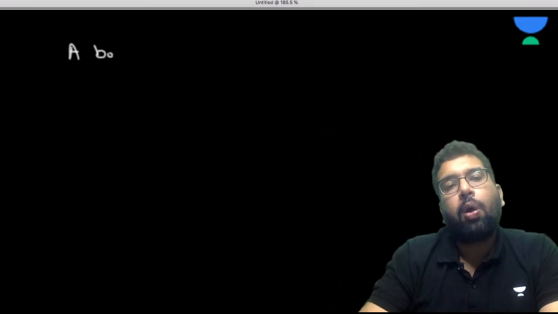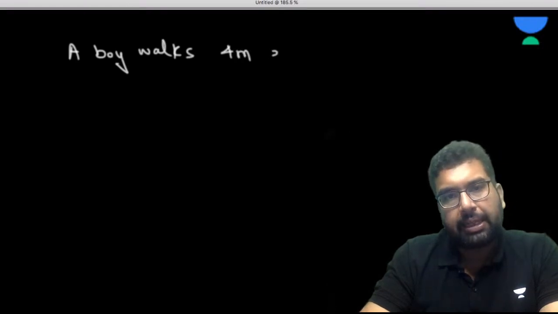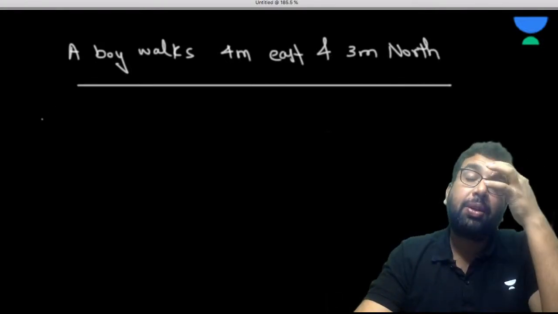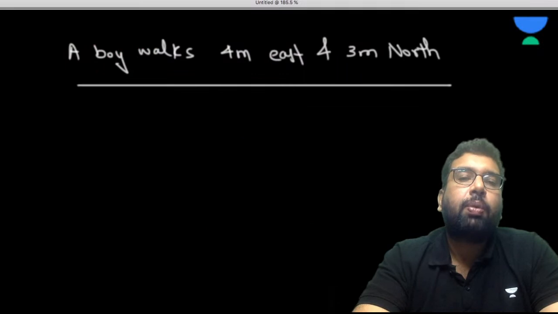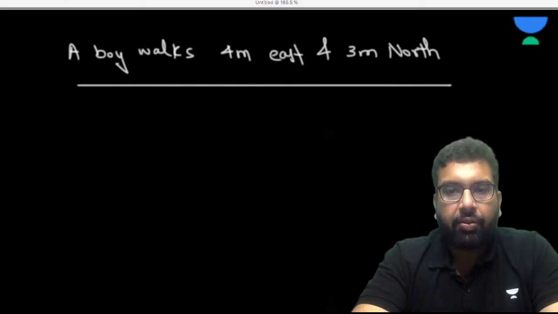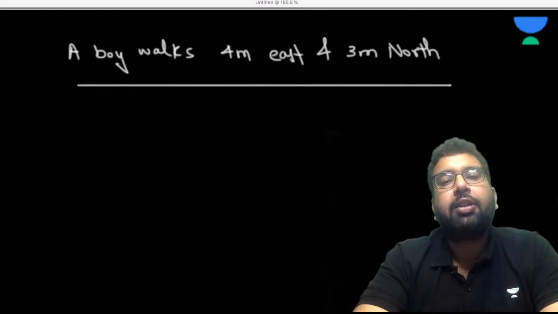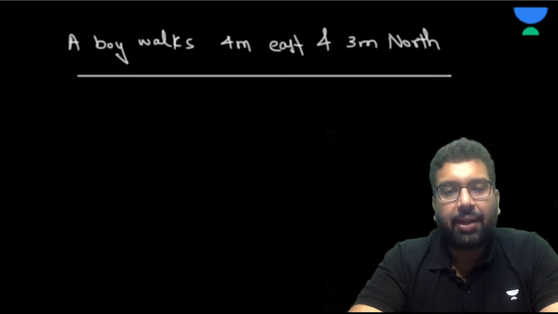Now one more thing, let's observe. If I say a boy walks 4 meter east and 3 meter north, can you represent it using the Cartesian form? This is what we call the Cartesian form of a vector: whenever you represent a vector with the help of orthogonal unit vectors, that is nothing but the Cartesian form of a vector. Now, can you represent this in Cartesian form? Please try to do that.